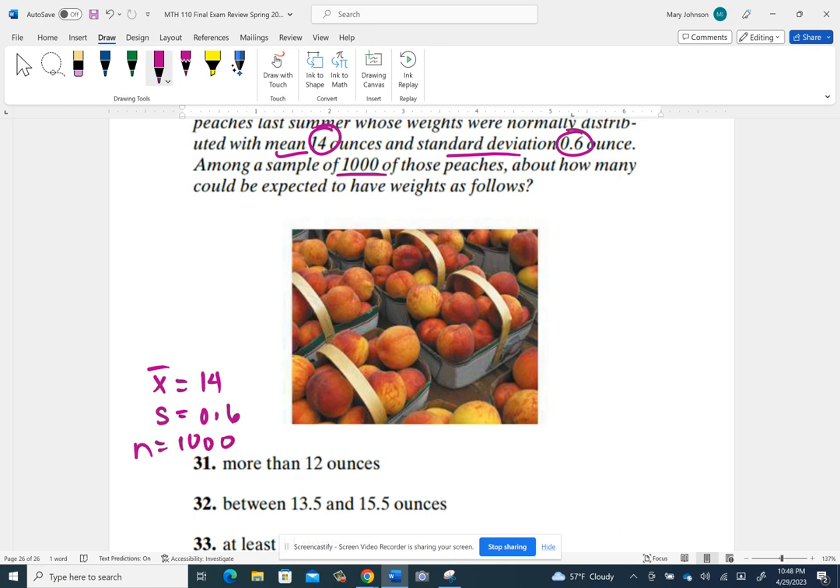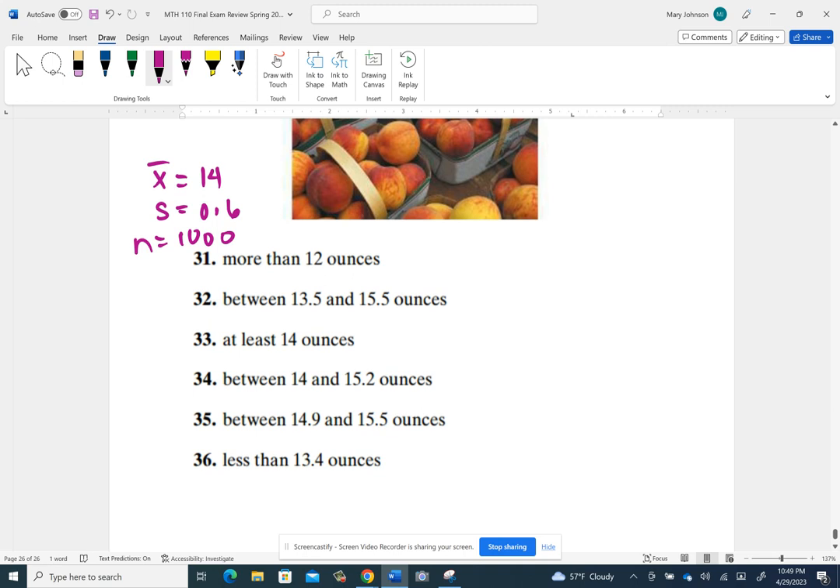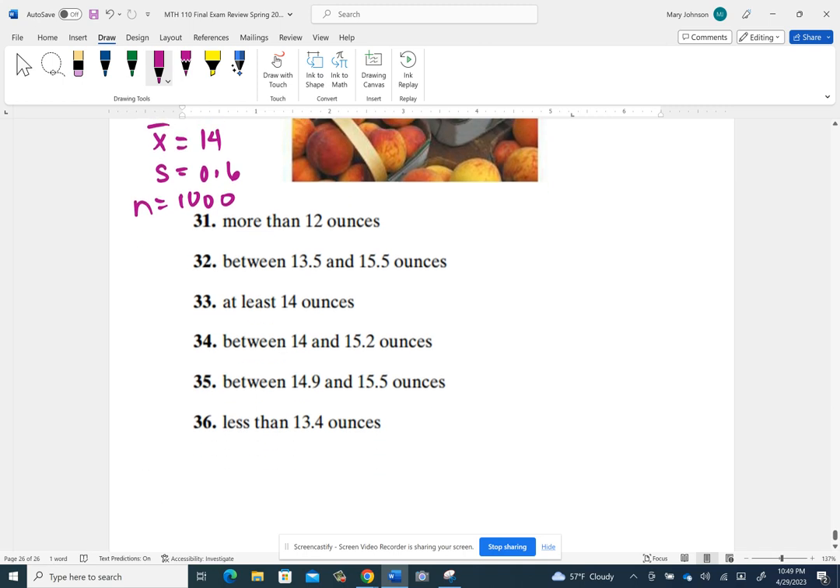We'll have an extra step on these. Okay. So let's do a couple of these. Let's do more than something. Let's do between. Let's do maybe 34 and then maybe 35. And you can do the rest. I'm just picking a few that have some different things happening.